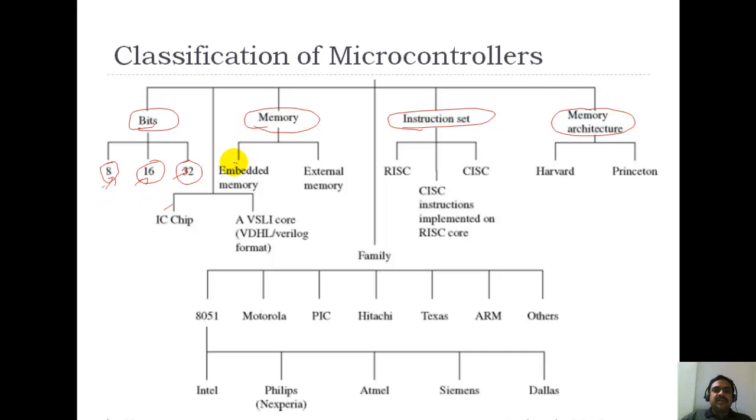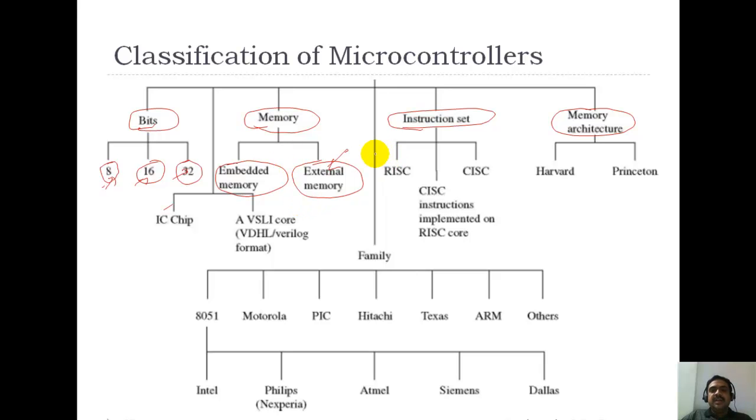Now based on memory, we can talk about either embedded memory or external memory. When I say embedded memory, remember in 8051 I told you there is 4 KB of flash, 128 bytes of RAM. Those are called embedded memory. It comes with the chip or the controller itself. External memory is where some controllers may not have internal memory and you have to interface it externally.